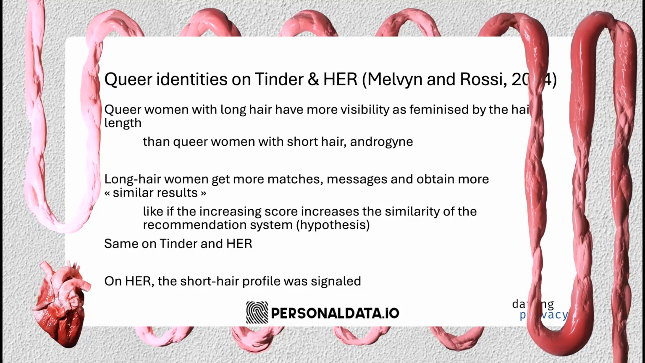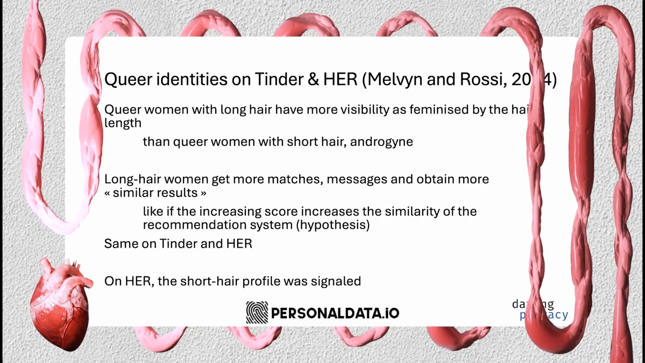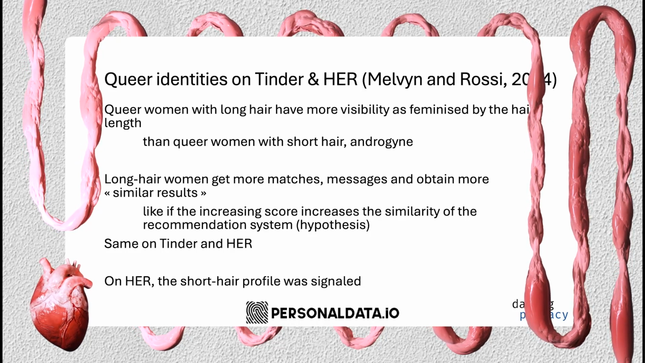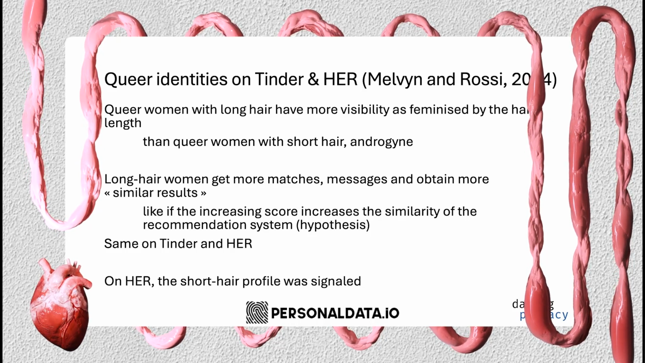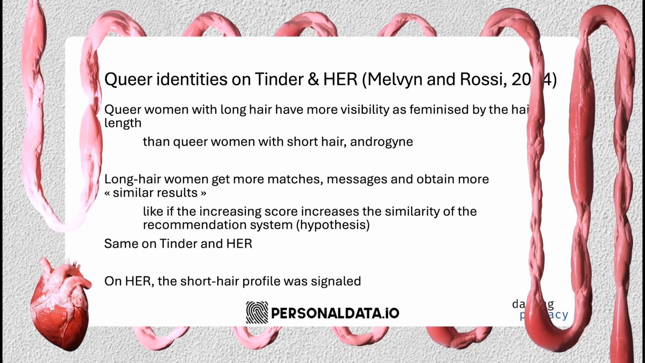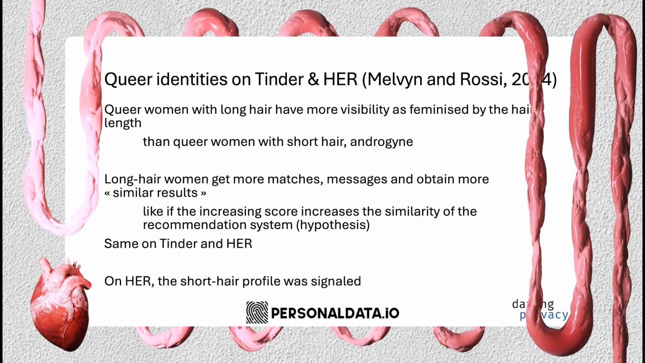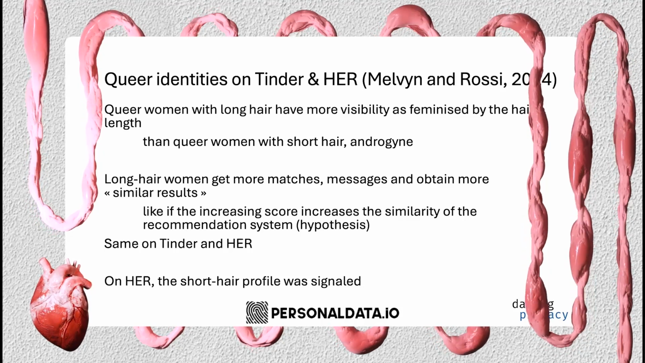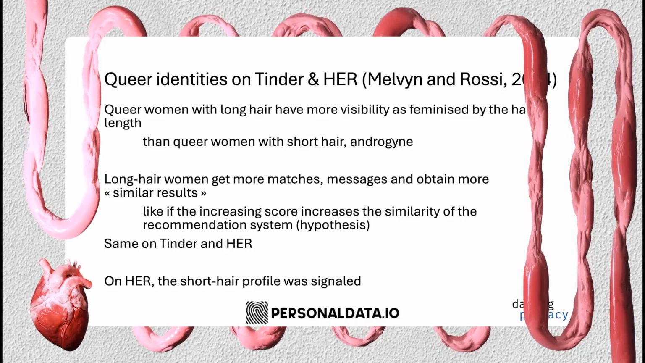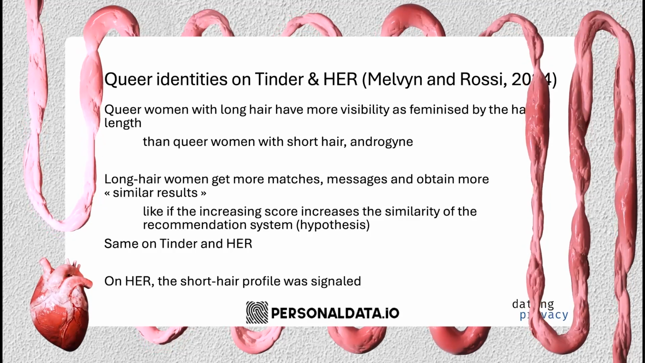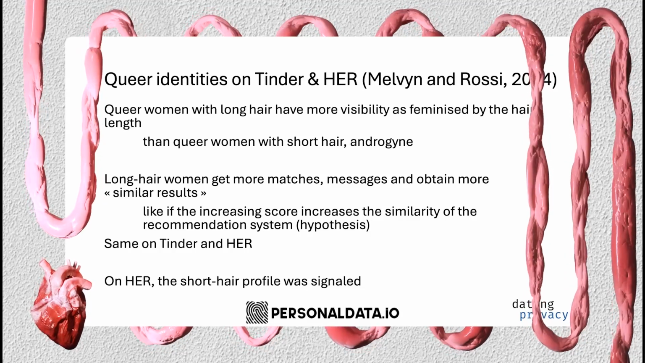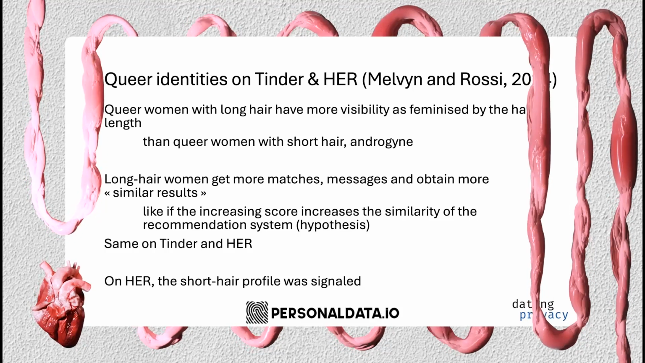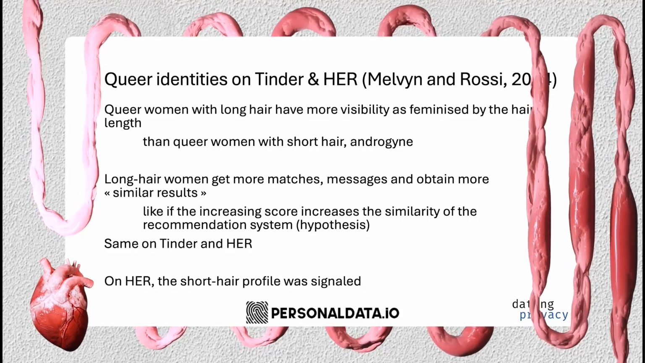Melvin and Rosie studied queer identities on Tinder and Her, and they found that on both apps, both algorithms increase the visibility of queer women with long hair, and users actually also preferred queer women with long hair. So it's to say we still see these stereotypes that are in society amplified by apps because the algorithms are learning from it and exacerbating them.